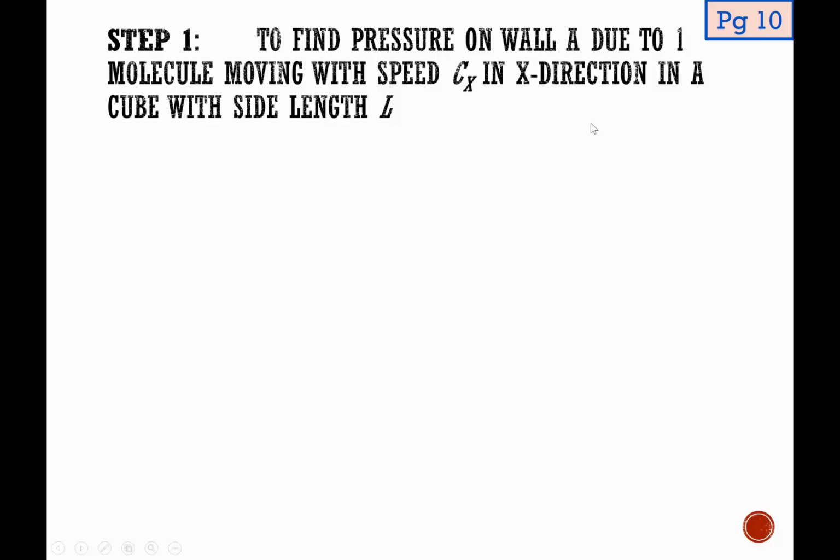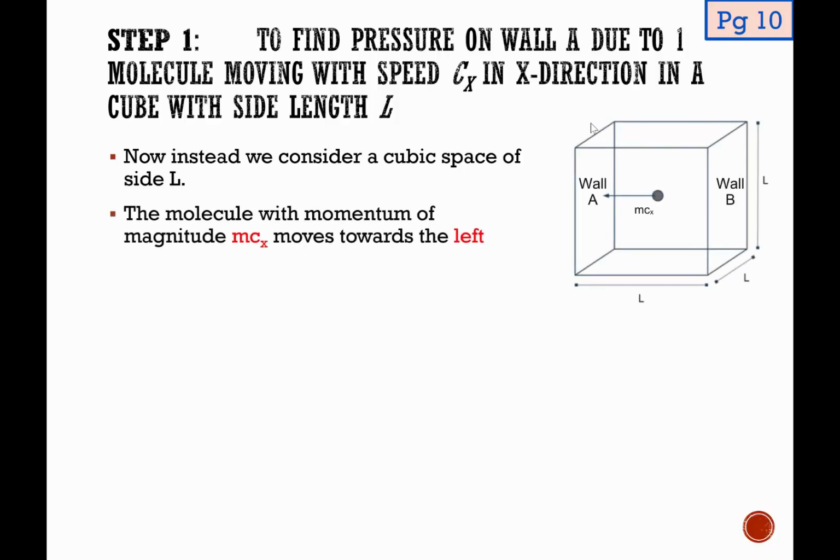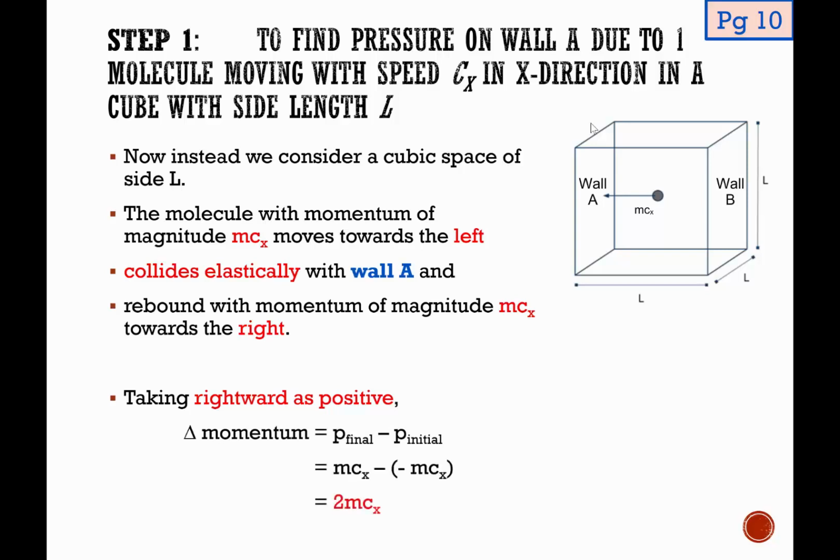So with this understanding, now instead of considering an infinitely long container, we are going to consider the more realistic cubic space of side length L. We are still going to look at only one molecule having the same momentum mcx colliding elastically with wall A, and therefore it will also rebound off with the same magnitude of momentum since it is an elastic collision towards the right. Therefore, taking rightwards as positive, the change in momentum of the molecule is equal to 2mcx.